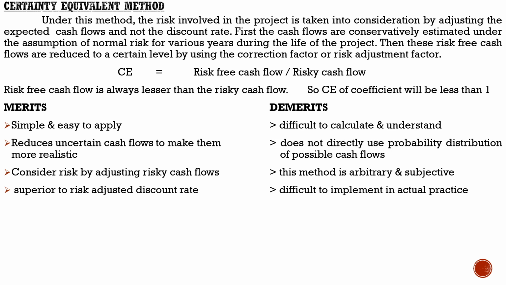Apart from that, it also suffers from some demerits. Main demerits are: first one, difficult to calculate and understand. Sometimes some may find it difficult to calculate and understand, because in the question you will be given cash flows. From those cash flows you need to multiply with the certainty equivalent factor. Then you will get certain cash flows. Those certain cash flows have to be multiplied with a discount factor. Then you will get the present value. Sometimes some may find it difficult because there are more steps with multiplication of various factors.